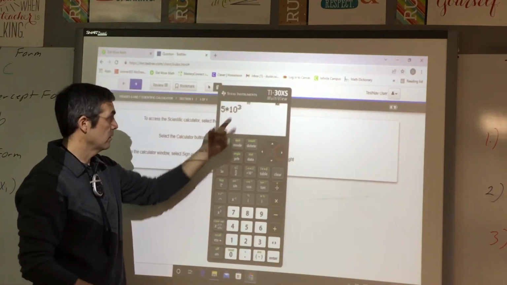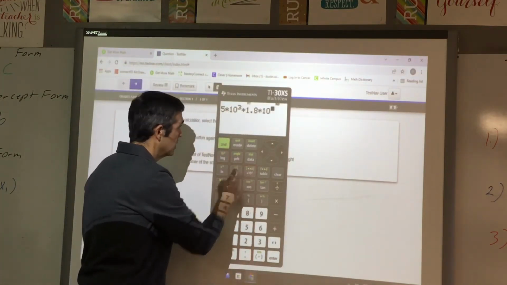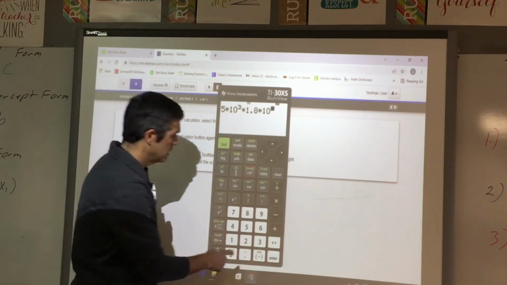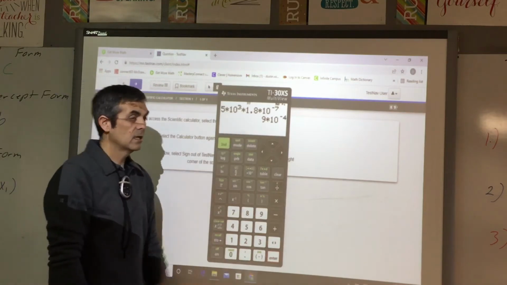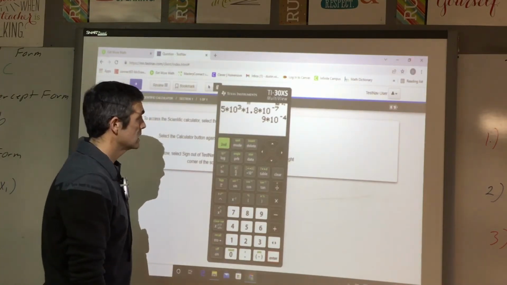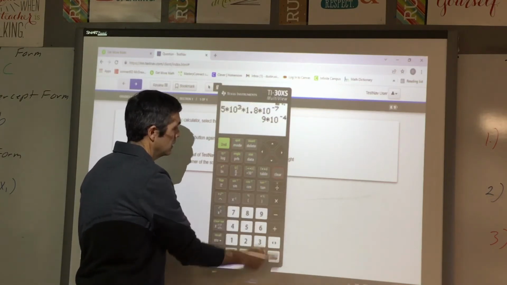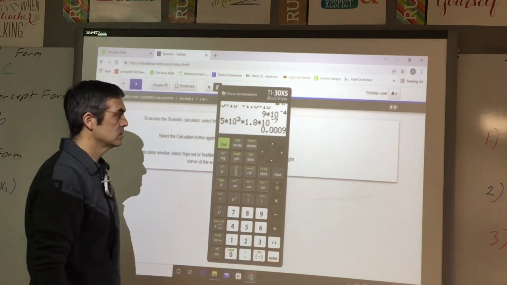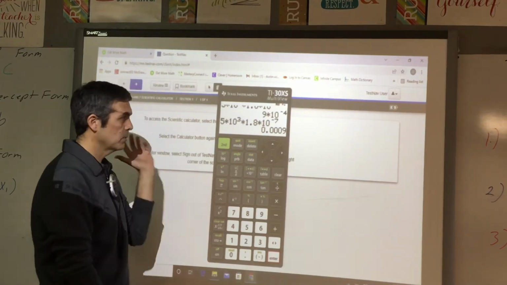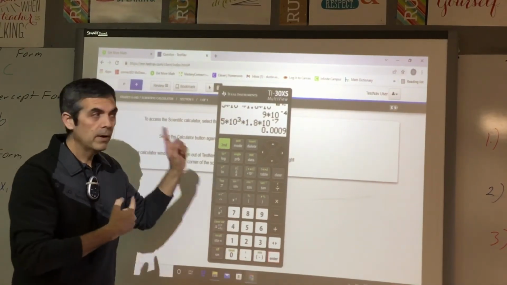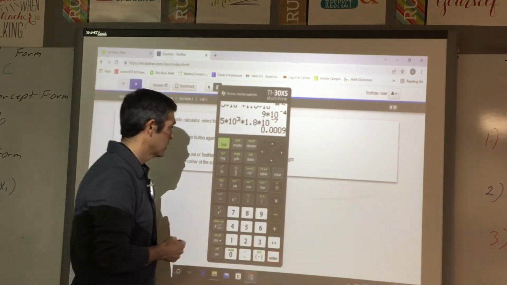That's what you're getting here. Times 1.8 times 10 to the negative 7th, hit enter, 9 times 10 to the negative 4th, it's the same thing. Go back to mode, go back to normal, clear, hit enter, 0.0009. Same thing, didn't change anything. So being in math print or classic doesn't change anything, but scientific and standard does.